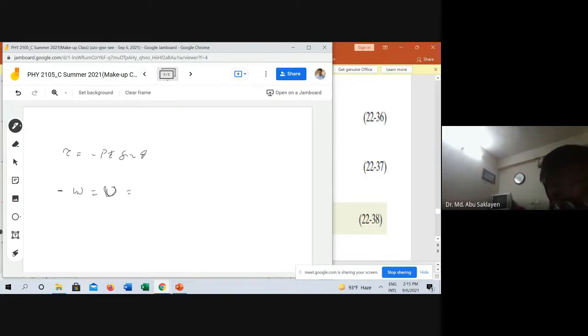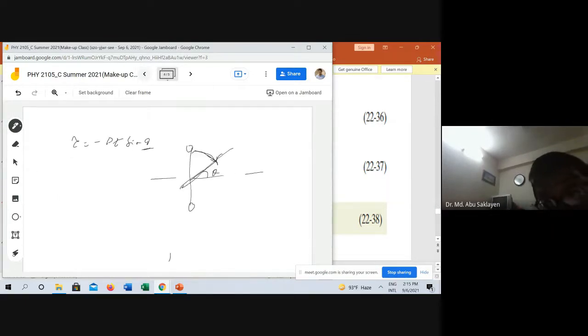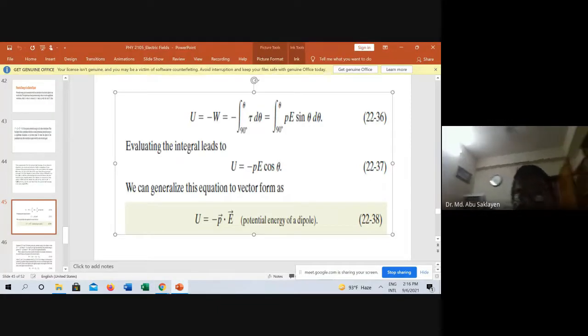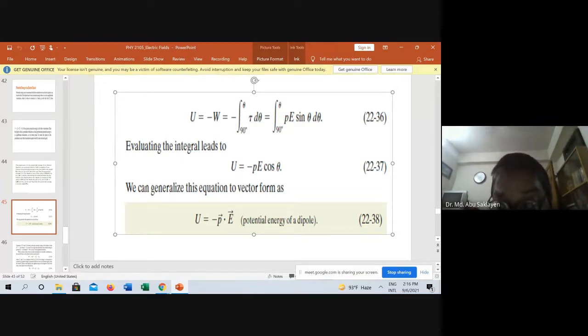So it will be integration from 90 degree to theta. Why do we consider 90 degree to theta? Initially it is maximum torque, right? Initially it is maximum torque, and to deflect an angle theta, it will be tau d theta, and tau equal to minus pE sin theta, integration 90 to theta. This is the work done or potential energy.